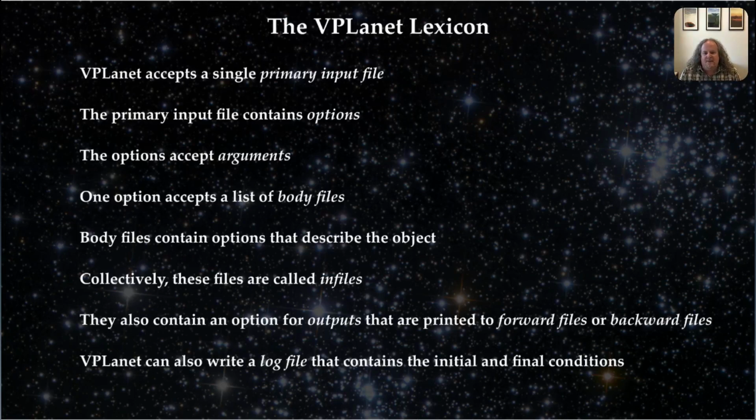One of the options in the primary input file accepts a list of body files, which contain options that describe each object. So the primary input file tells VPLanet which objects are part of the system to be studied. Collectively, the primary input file and body files are called the in files. The body files also contain outputs, which are the parameters that will be printed to the forward files or the backward files. These two files contain the results of the simulation over time. In other words, the time series data of the body's parameters. In addition, VPLanet can also write a log file that contains the initial and final conditions of the simulation.